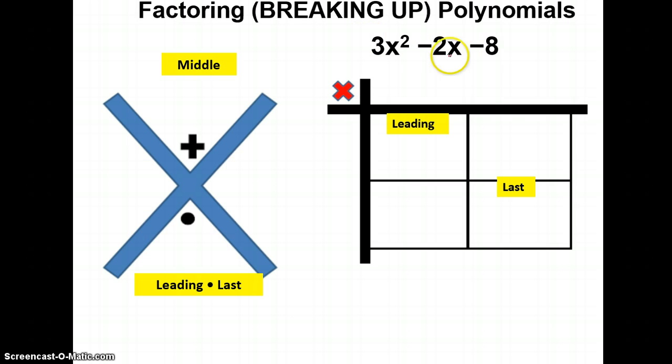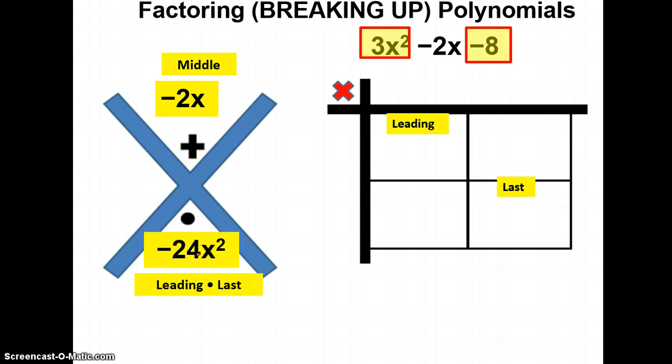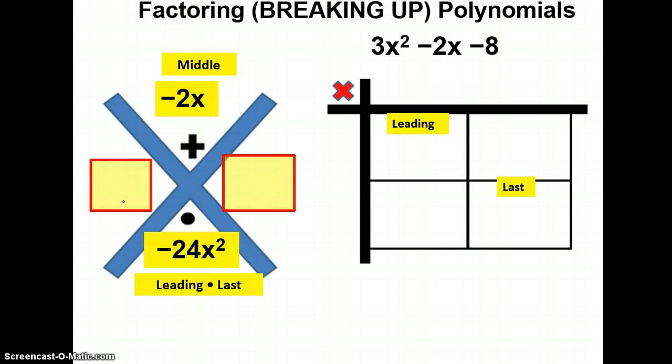Oh, I'm going to throw negatives right out the gate. Okay, so we're going to start with our middle term, negative 2x. First times my last, 3 times 8 is going to be, and because it's a negative, negative 24x squared. So I'm going to think of two numbers that if I multiply them together, I'll get negative 24x squared, not just positive 24. And if I add them together, I'll get negative 2. If you have to, definitely I suggest you write out your times tables for this.